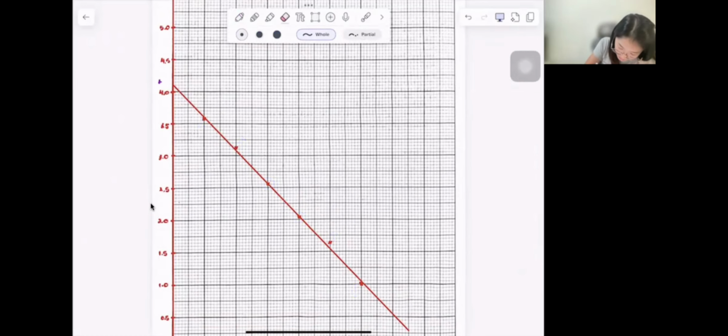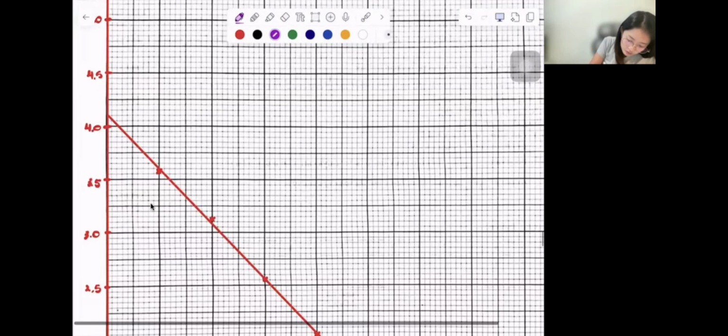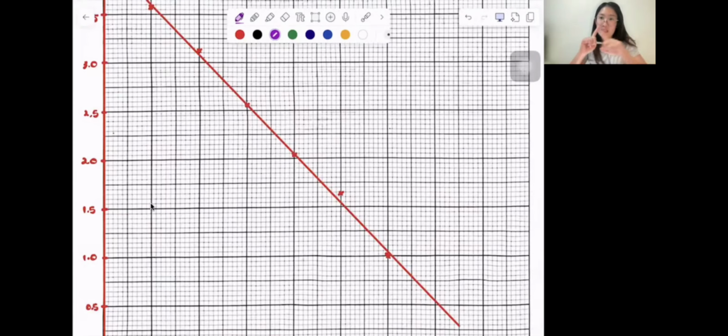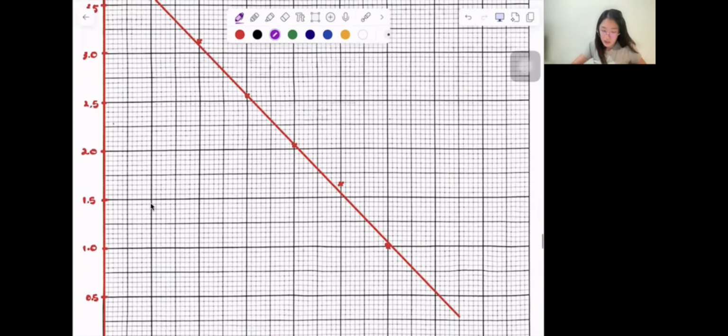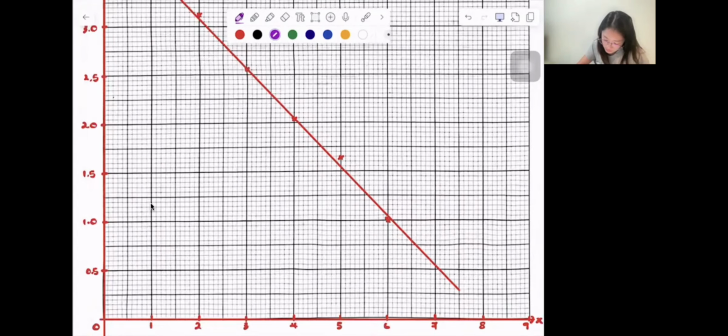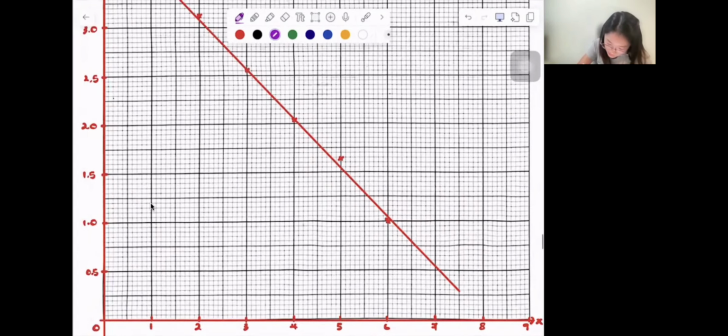Okay, my y-intercept is 4.1. After I draw my line, I'll quickly plot 2 points. Usually I'll take one at my y-intercept and another point that is on the line. It doesn't have to be the cross point. It can be any point on the line. You just find a point that is comfortable for you to read. So I'm taking, okay, this one.